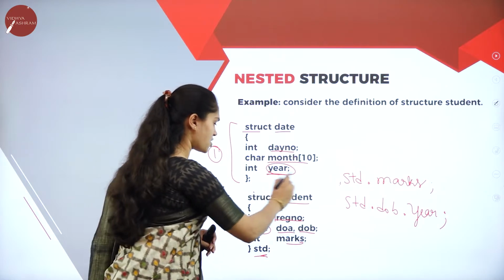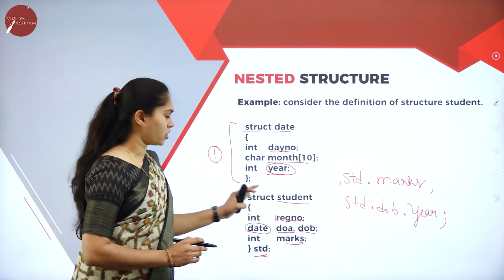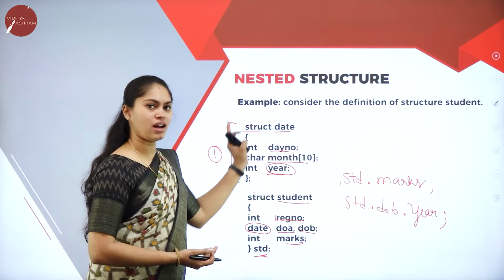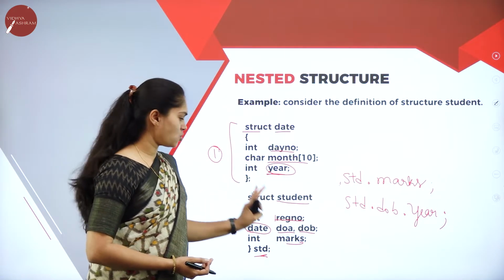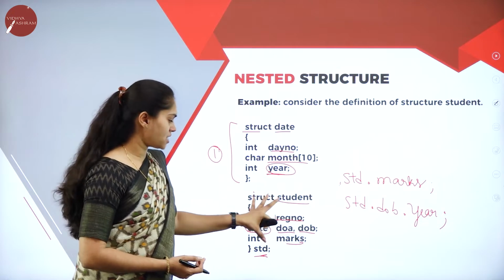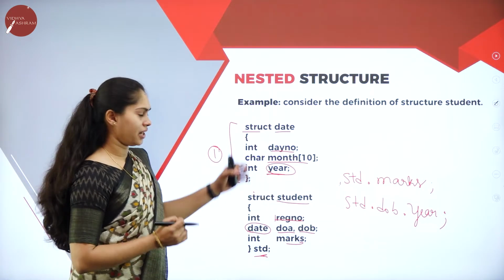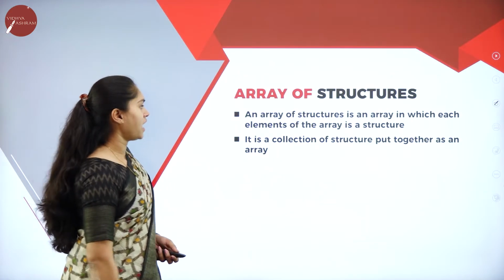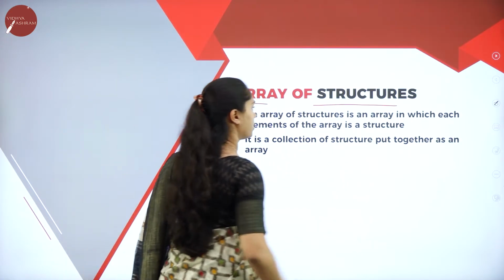So an embedded structure needs to be written. Whatever content I am including from another structure will be in the outer structure. This is what an embedded structure is, because it is including the content of another structure. This is regarding nested structure. So next we have array of structure, the last topic.